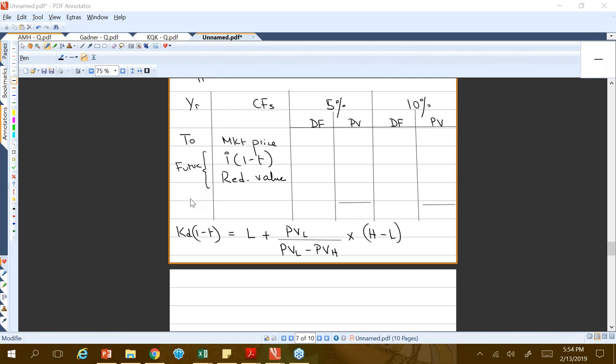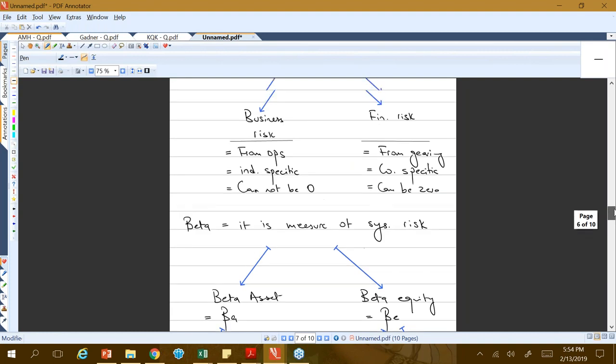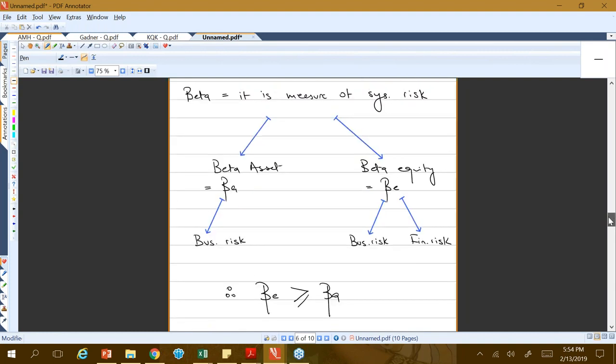The last question here is to talk briefly about beta. Beta is the measure of systematic risk. There are two types of betas, beta asset and beta equity. Beta asset has just business risk, and beta equity has business and financial risk, because systematic risk is business and financial risk. Remember, financial risk can be zero, business risk cannot be zero, which means beta equity will always be greater than or equal to the beta asset.